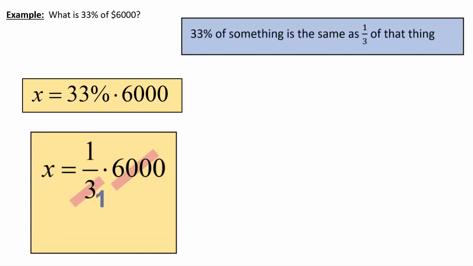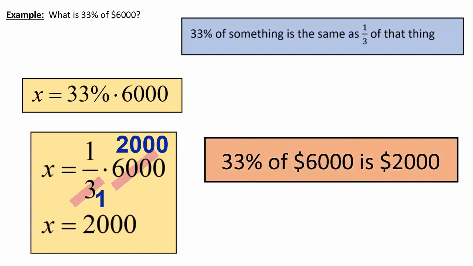3 goes into 3 once, 3 goes into 6,000 2,000 times. So 33% of $6,000 is $2,000.